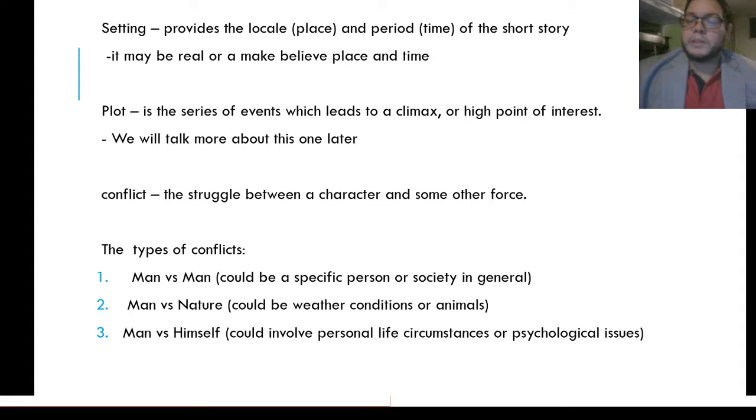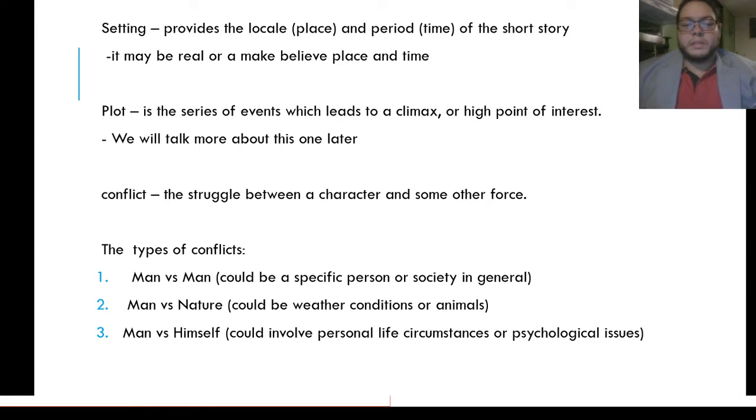The setting provides the locale, the place, the period, the time of the story. It can be real, or it can be a make-believe place in time. The plot is the series of events which leads to a climax or high point of interest. We will talk more about this one later because it takes time. The conflict is a struggle between a character and some other force. It could be an out of the world force, it could be a nature force. But we need to understand the types of conflicts.